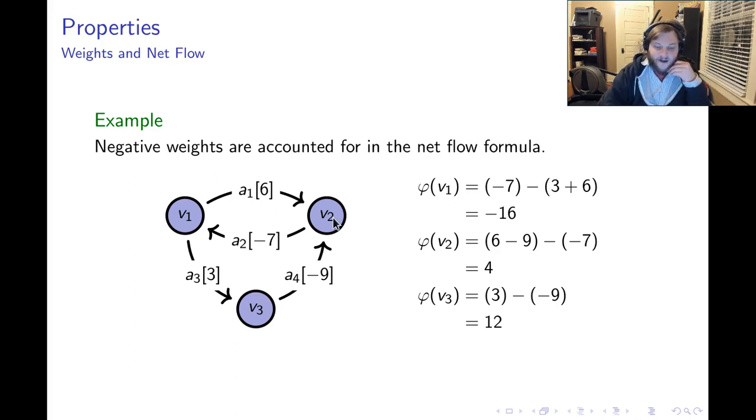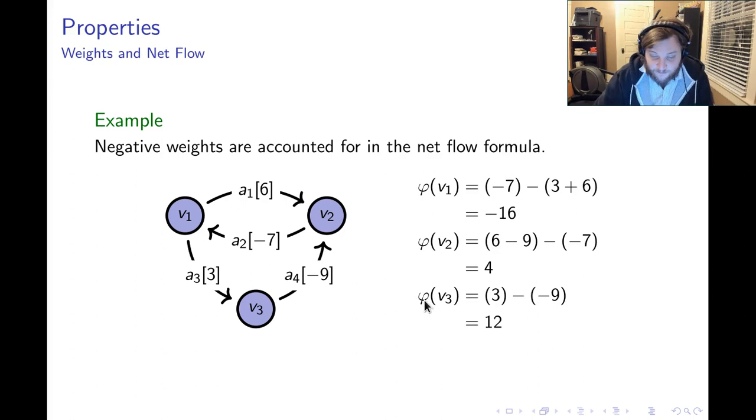If we look at V2, V2 comes into contact with three arrows. A1 and A4 point at V2. So we're going to add those weights together. So we're adding 6 and -9 together. And again, there's nothing wrong with this weight being negative. Then we'll subtract off the only weight that's pointing away from V2. So we'll subtract -7. And when we do our arithmetic here, we'll get 4.